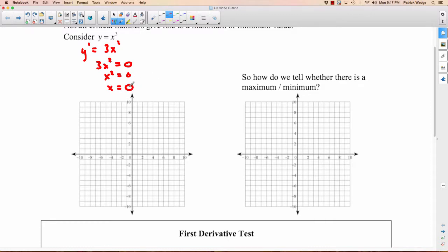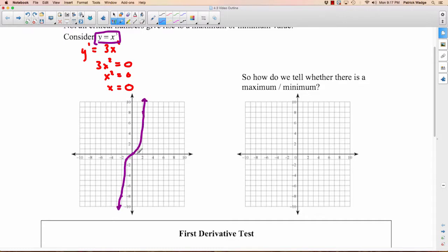From what we did last day, you might think, oh, there's a maximum or minimum there. But let's graph this function, y equals x cubed, and see what it looks like. If we put 0 into x, you get 0, 0. If you put 1 in there, you get 1, 1. If you put 2 in there, you get 2, 8. And same down here, if you put negative 1 in, you get negative 1 coming out. If you put negative 2 in there, you get negative 8. So you get something like this.